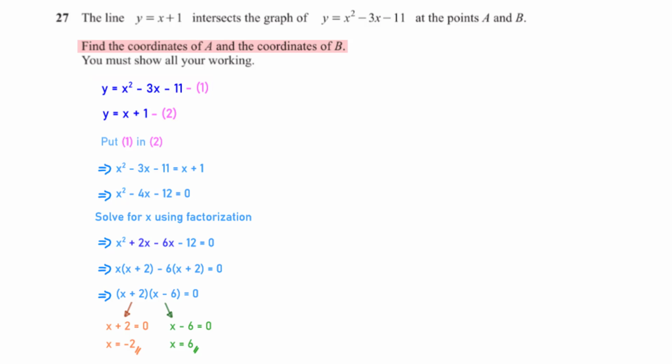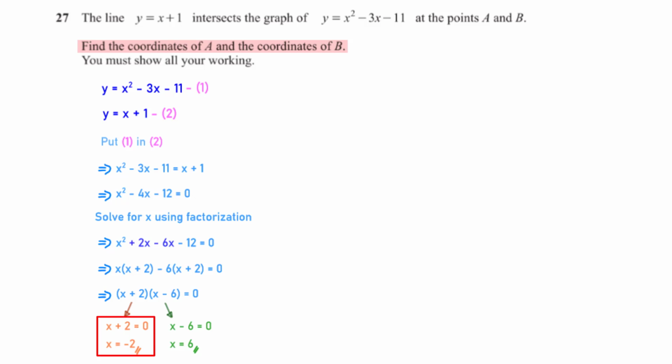If we put equation 1 into equation 2, this is what we have. When we move all the terms to one side of the equation and group like terms, this is what we get. We can solve for x using the factorization method. We can rewrite minus 4x as 2x minus 6x. For the first two terms, when we factor out x, we are left with x plus 2. And for the final two terms, when we factor out minus 6, we are left with x plus 2. We can rewrite this as x plus 2 times x minus 6.